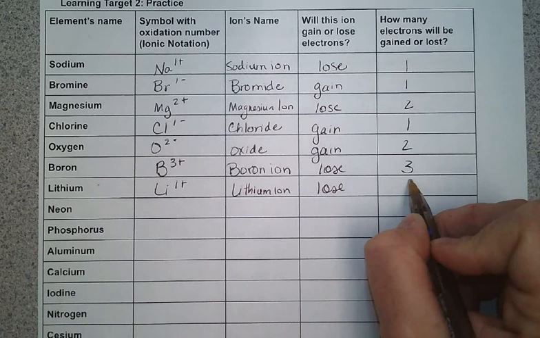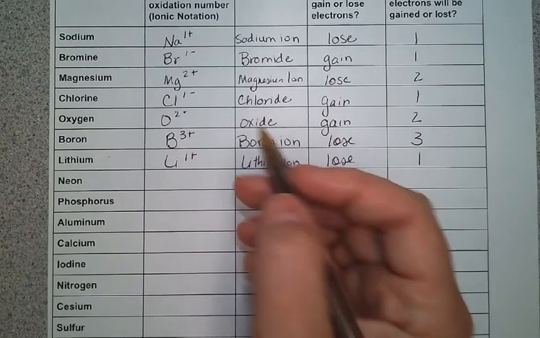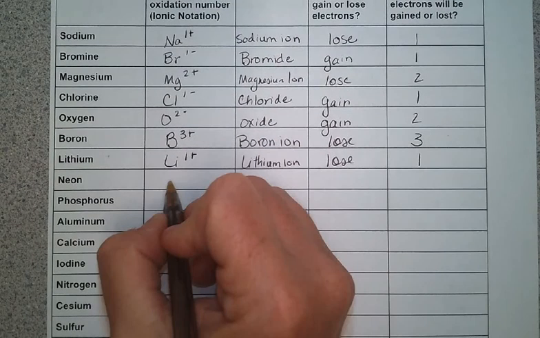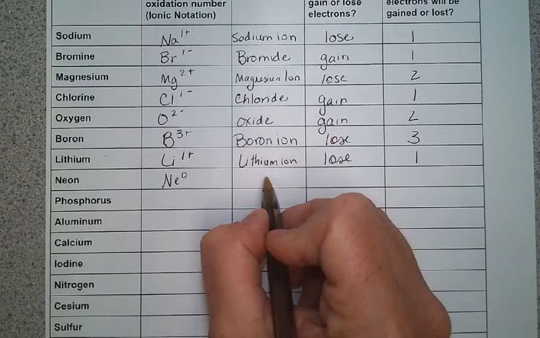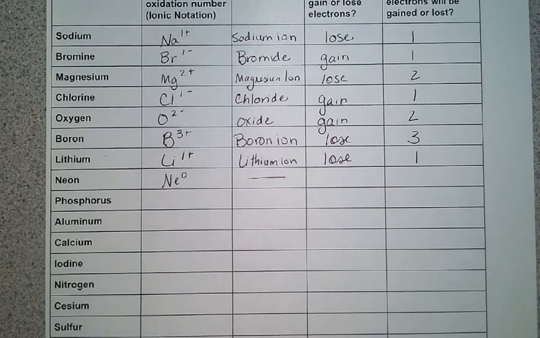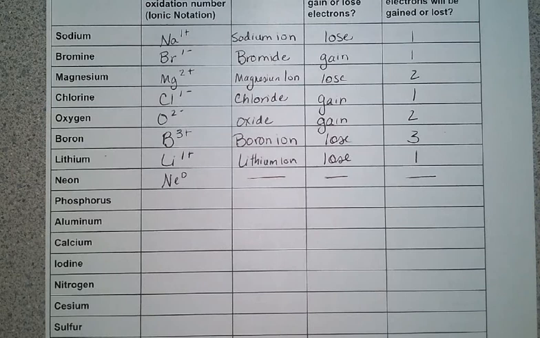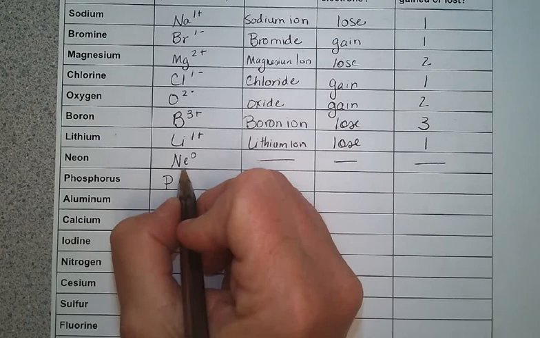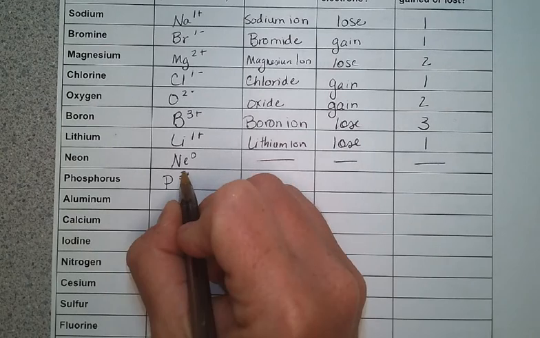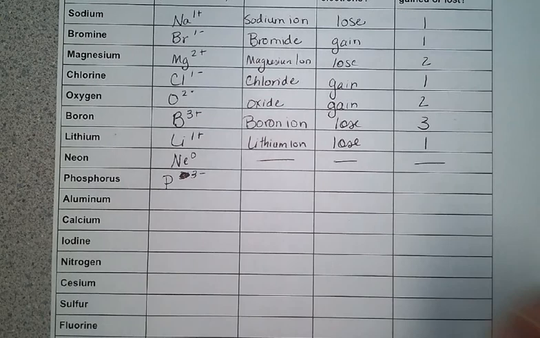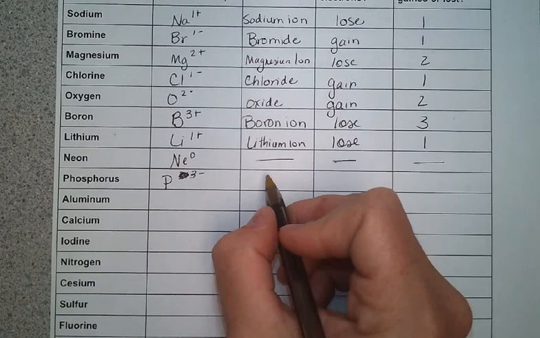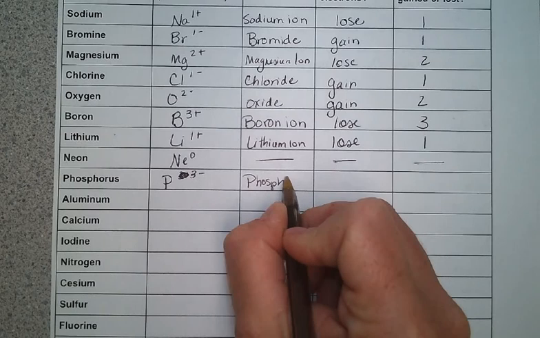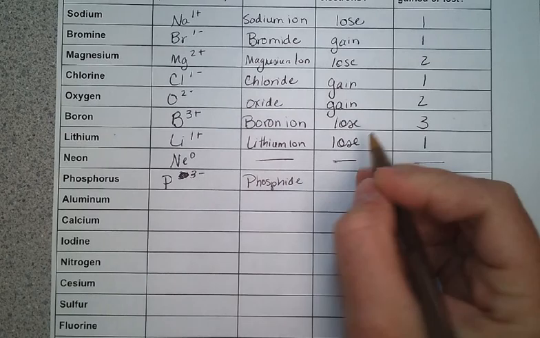All right, neon is Ne, 0. There's no ion name because it will not lose and it will not gain anything because it is 0. Phosphorus is P, and that is a 3 minus. It is a phosphide, and it will gain 3 electrons.